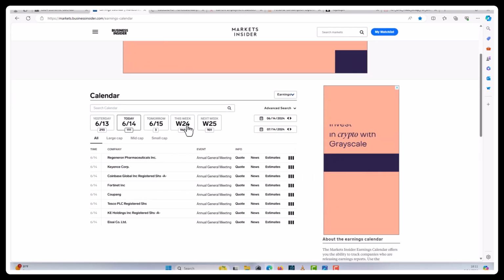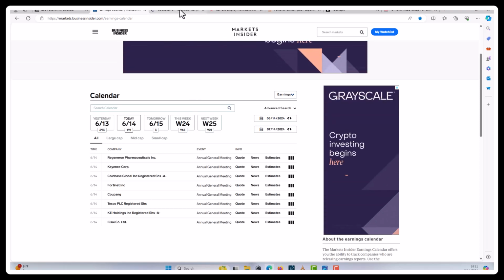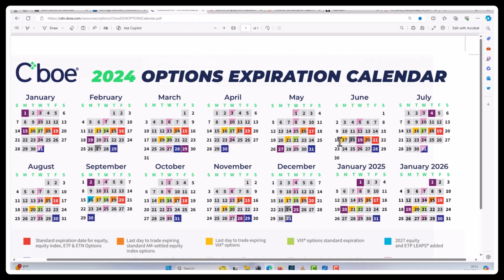And we are in week 24. In 2 more weeks, we will say goodbye to the second quarter of the year. This week we don't have any option expiration day, but next week is going to be huge for option expiration.